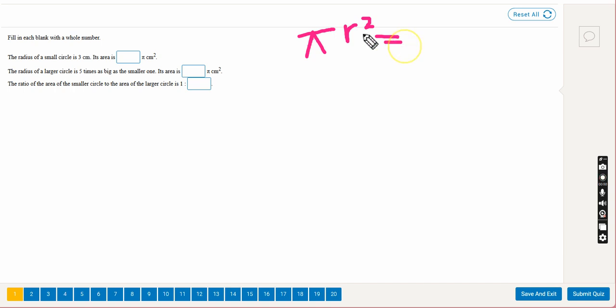Pi is already there, so you don't have to multiply it. And r squared is, what is r? 3. So 3 times 3, which is 9. If I make a mistake, I apologize. I'll try to correct it in the comment sections.